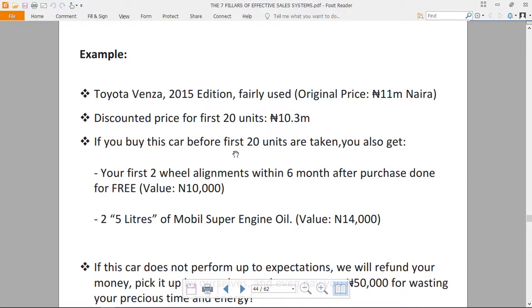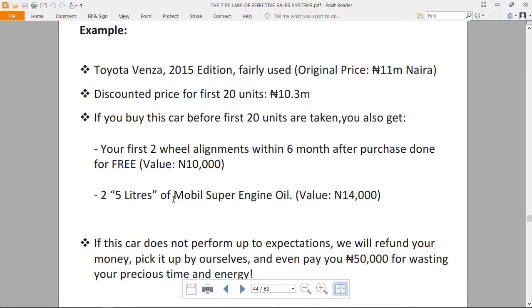So you now move to the next level. If you buy this car before the first 20 units are taken, you've introduced scarcity again. You are reminding them. You also get your first two wheel alignments within 6 months after purchase done for free. Value 10,000 naira. I checked the price online. It's between 2 to 5,000 per wheel alignment. Then you get two 5-liter Mobil Super engine oils. I checked the price of this around 6,200 to 6,900. You give them two of that.